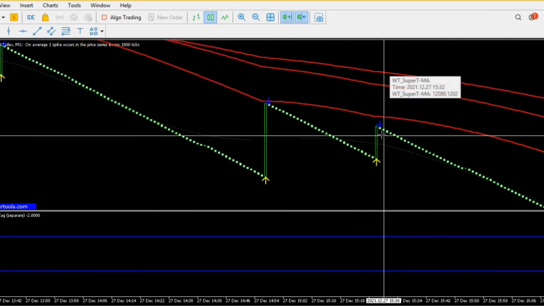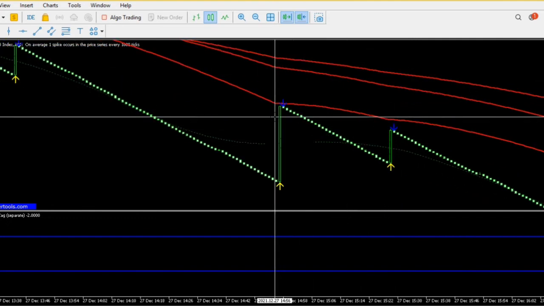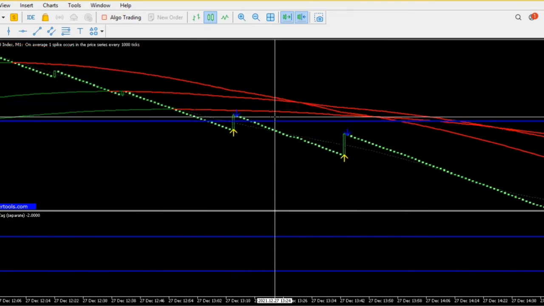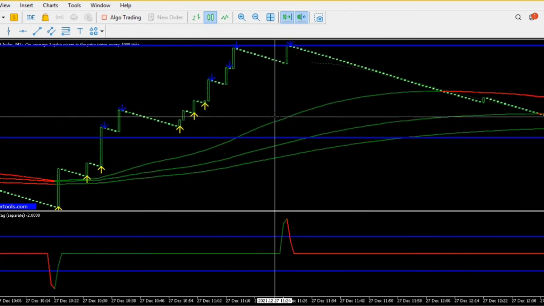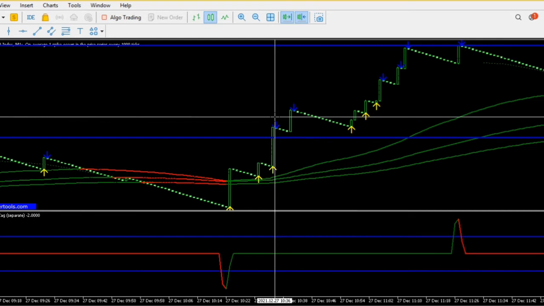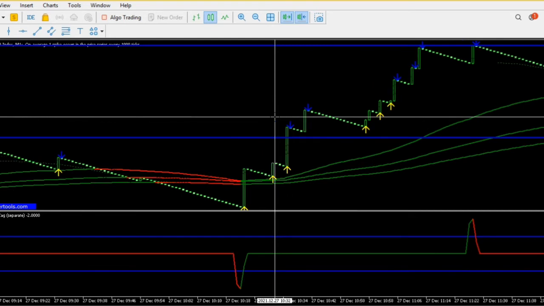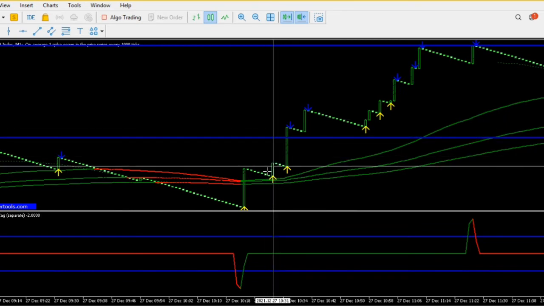Here's an entry for sell, here's an entry for sell, here's an entry, here's an entry. So this strategy helps you to do a lot, guys. When you are waiting for a buy setup, you get a sell setup, you enter. When you are waiting for a sell setup, you get a buy setup, you enter. So that is how it works, guys.